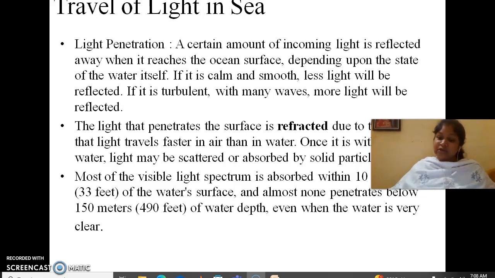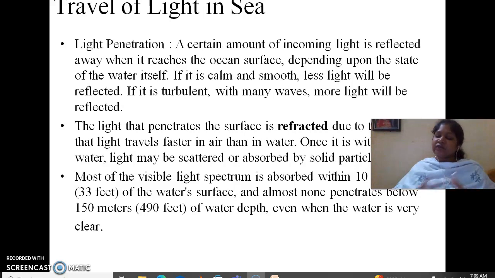And another thing, light travels faster in air than in water. So the light travels more distance in the air than in the water. So after 1000 meters, there will be no light. You can understand from this.